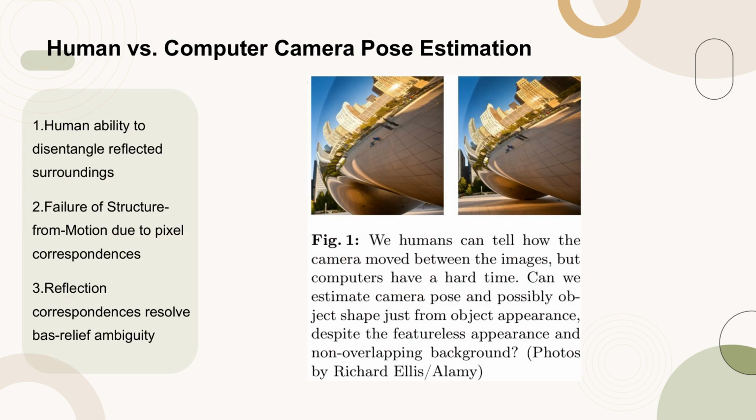Figure 1 illustrates the challenge of camera pose estimation between two images for both humans and computers. Humans can qualitatively understand the camera movement due to their ability to separate the reflected environment from the surface appearance. However, computers struggle with this task because traditional methods like structure from motion rely on pixel correspondences, which are unreliable due to the glossy reflections violating color constancy. The introduction of reflection correspondences aims to resolve these issues by establishing correspondences in the reflected world, thereby addressing the generalized bas-relief ambiguity and enabling accurate camera pose estimation from object appearance alone.